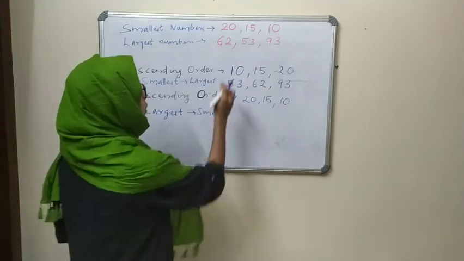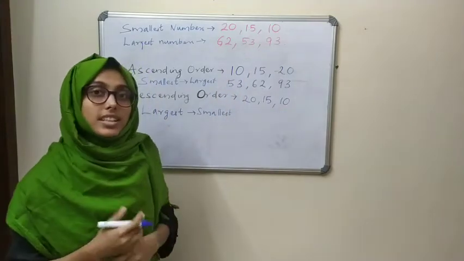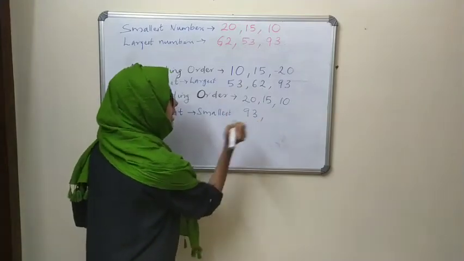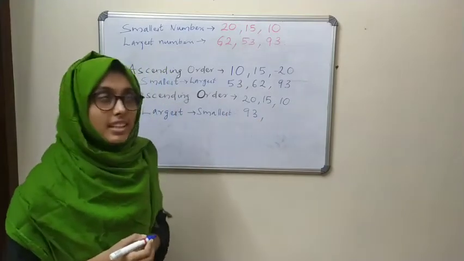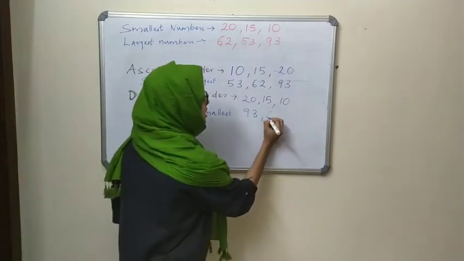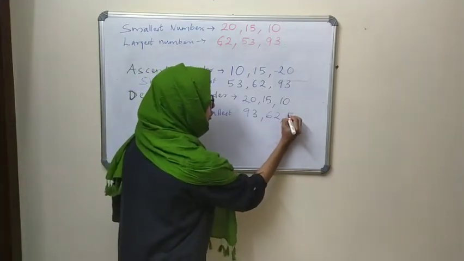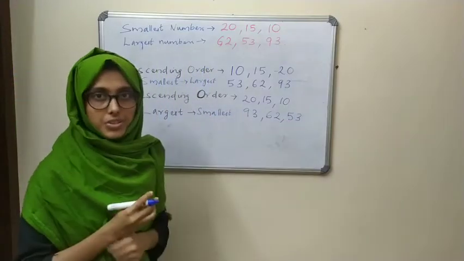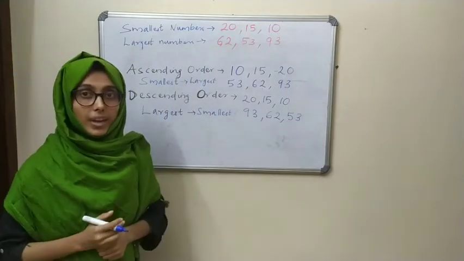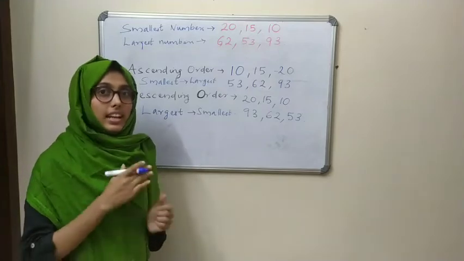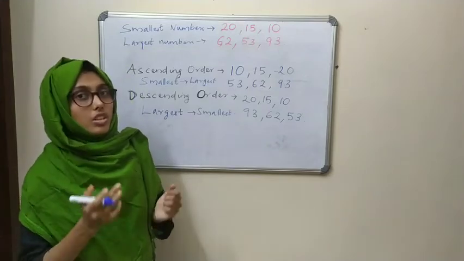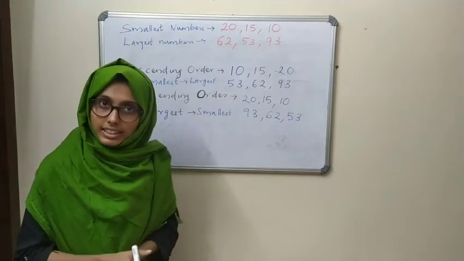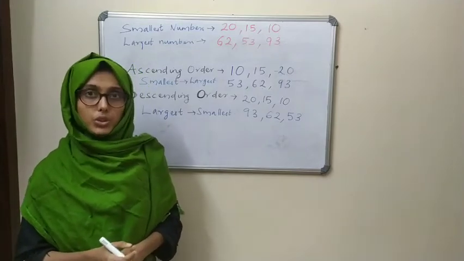Isn't it? Now in this, tell me which is the largest number? 93 is the largest number. Isn't it? After that 62, then 53. So from largest to the smallest. So this is the way in which we write largest to smallest or smallest to largest. Okay. Like this you have an activity in your textbook. You want to do that.